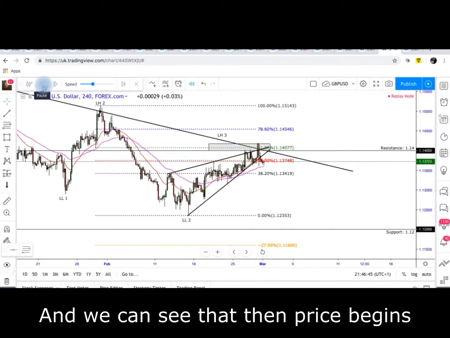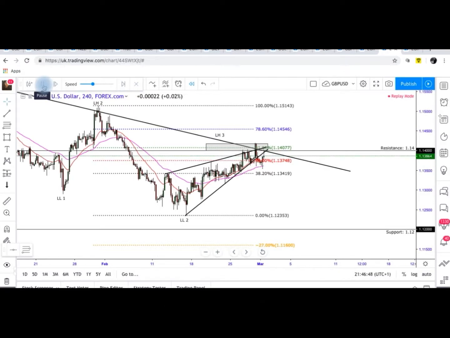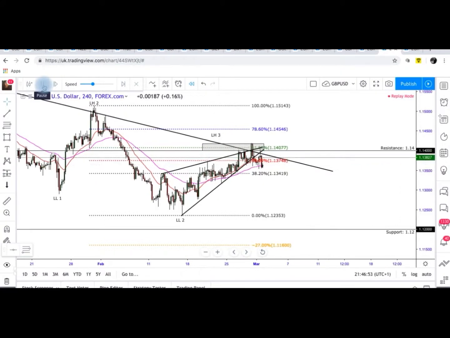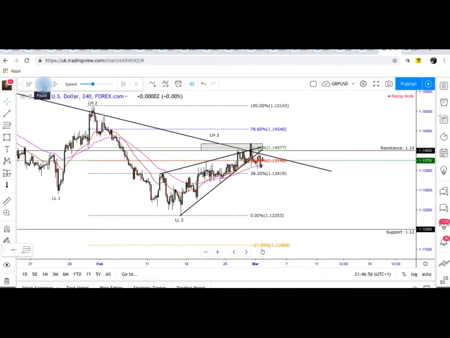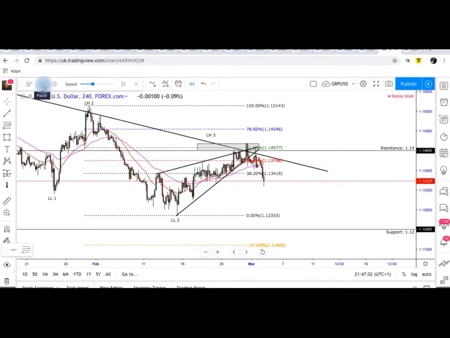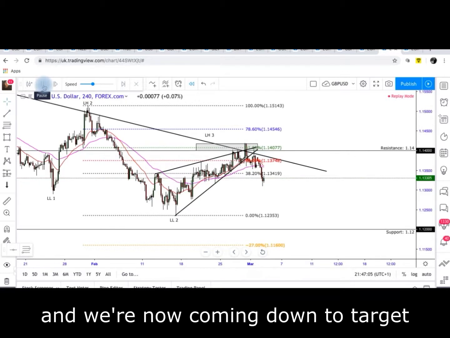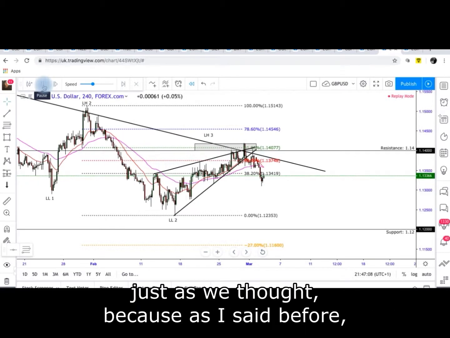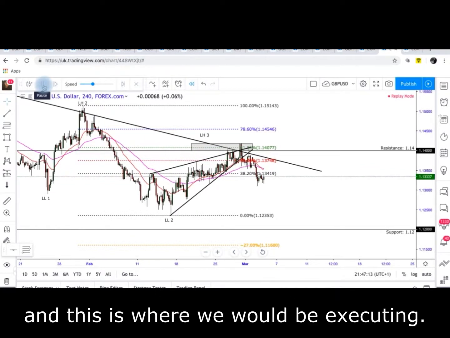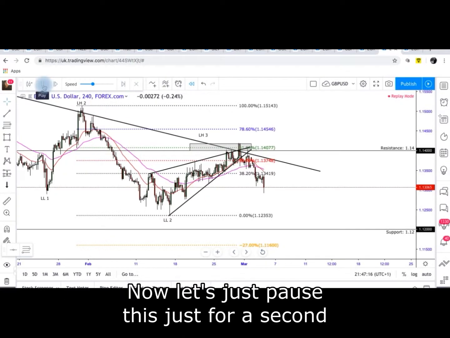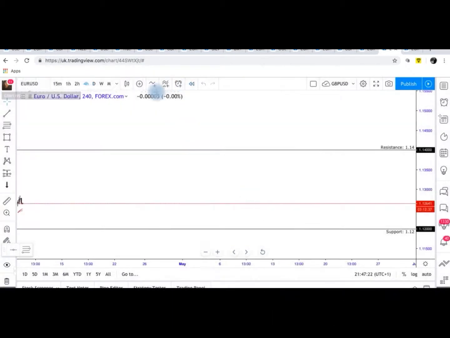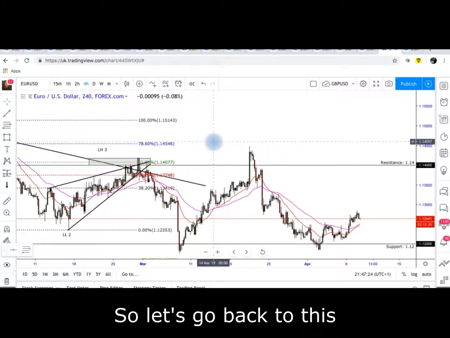And we can see that then price begins to break out of the wedge. We've now broken out, and we're now coming down to target. Just as we thought, because as I said before, the third touch is the highest probability, and this is where we would be executing. Now let's pause this for a second and go back and see what actually really happened here.